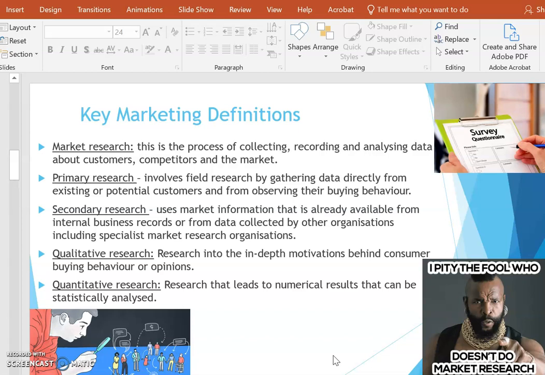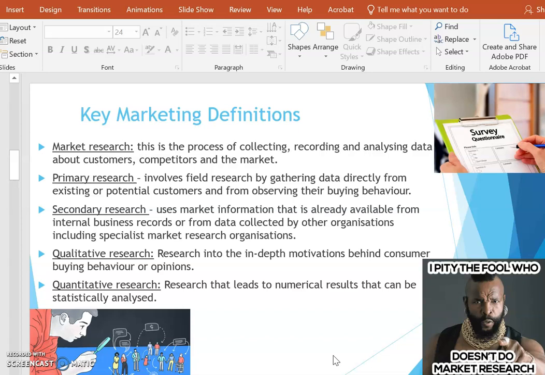Whilst on the other hand, quantitative research is much more black and white. It's much more objective in the sense that quantitative research generates quantitative data, which can be statistically analyzed because it generates numerical results. So our qualitative research might explain why people buy products, while our quantitative research is going to tell us how many people are buying our products.